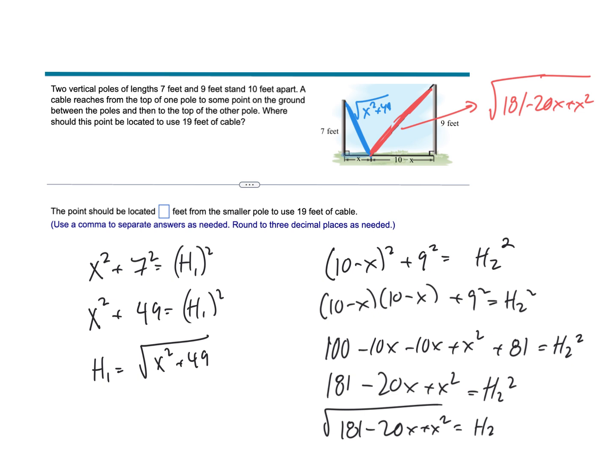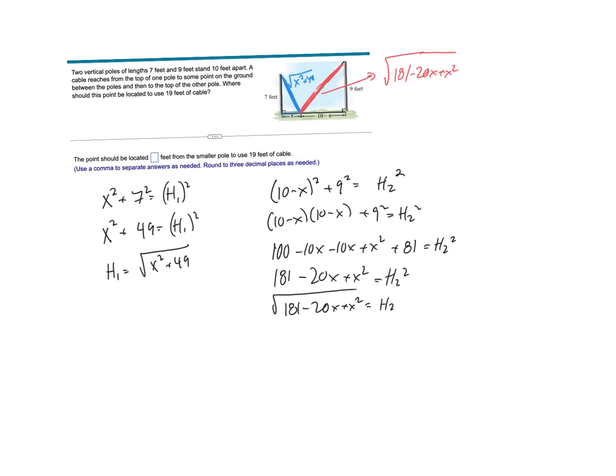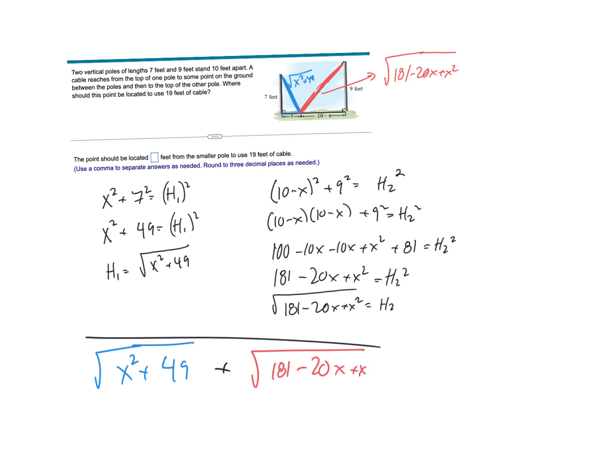Now we're going to use the fact that there's a total of 19 feet of cable, meaning the blue distance plus the red distance has to equal 19. So let's write this all out, and I'll keep the color coding just for another line. The length of the blue cable, which is the square root of x squared plus 49, plus the red cable, which is the square root of 181 minus 20x plus x squared, and those two things have to add up to be 19. So how do we solve this equation?